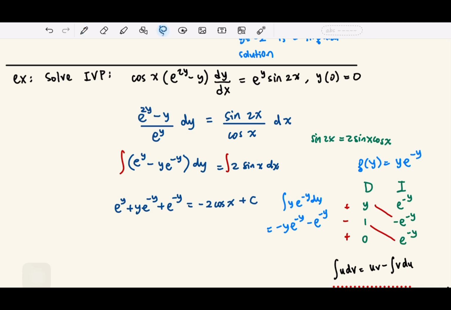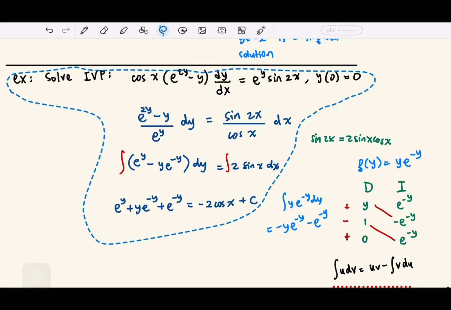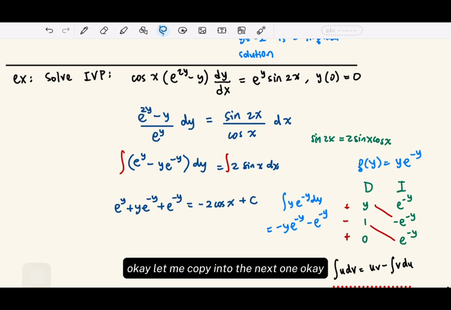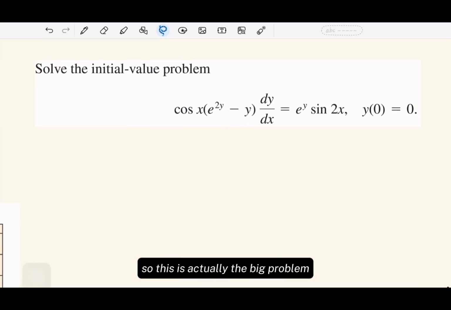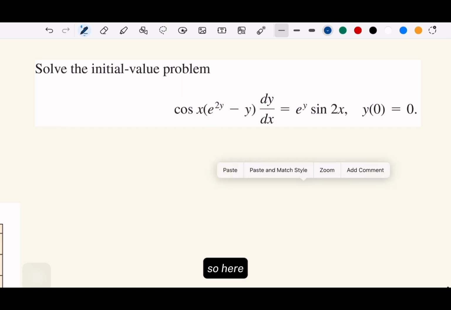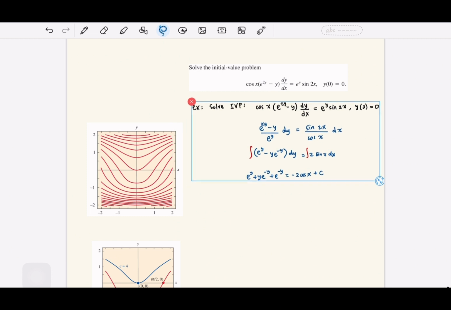Okay. I would like to copy again this to the next one. Okay, let me copy to the next one. Okay, so this is actually the problem. So here, okay.